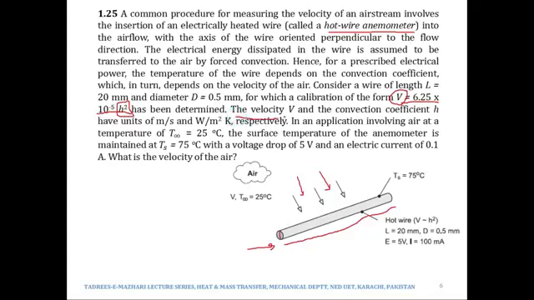Now the velocity v and the convection coefficient h have the units of meter per second and watts per meter square Kelvin respectively. Although this equation, V = 6.25 × 10^-5 h^2, does not seem balanced as far as the units are concerned. See, there may be a couple of reasons.